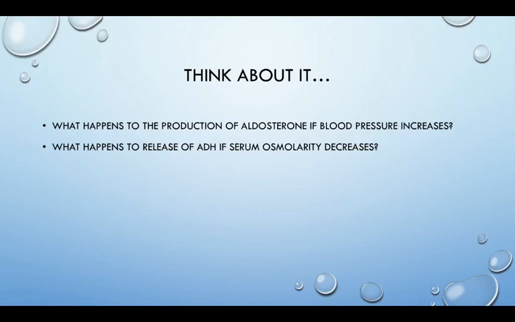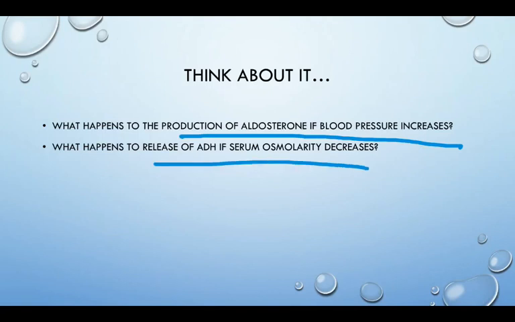So this is what I want you to think about because these are key concepts. What happens to the production of aldosterone if blood pressure increases? Because remember, aldosterone is released in response to a decrease in blood pressure. And what happens to the release of antidiuretic hormone if osmolarity decreases? And you're going to answer that in the top hat that I'm going to post.